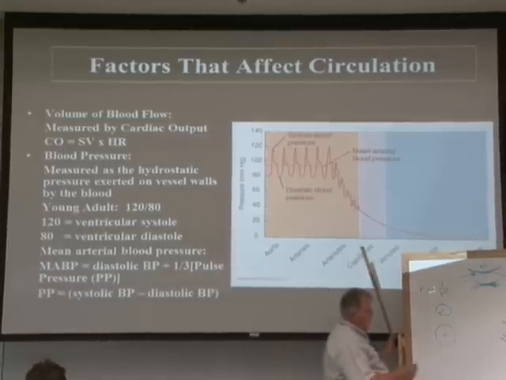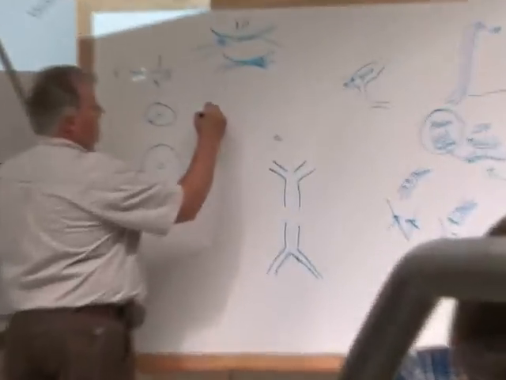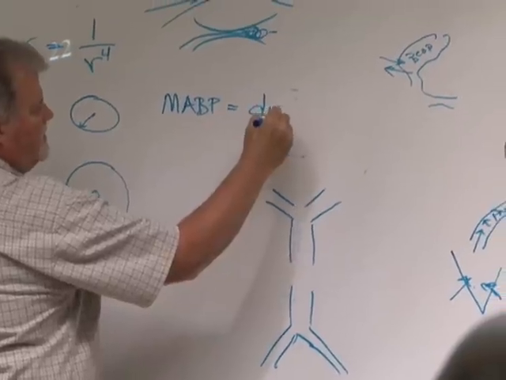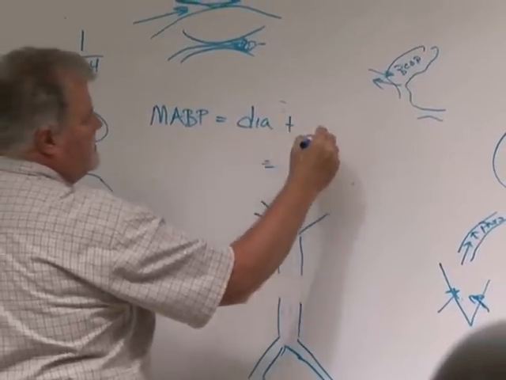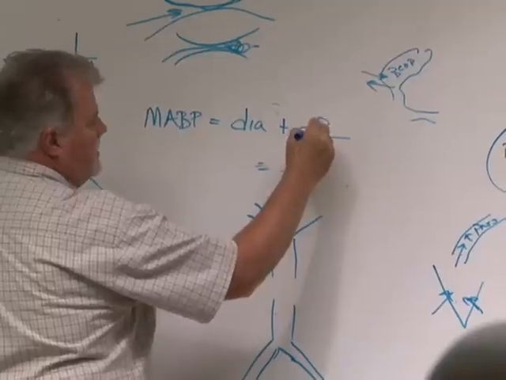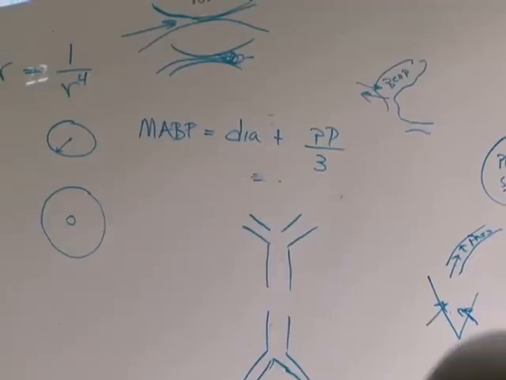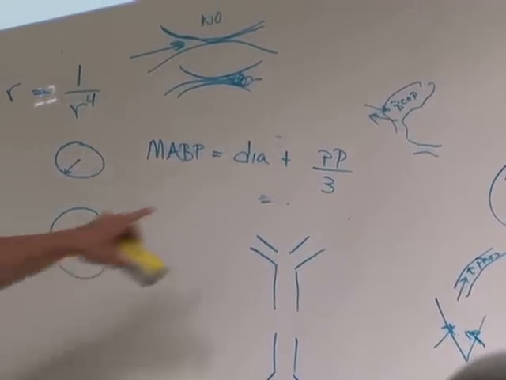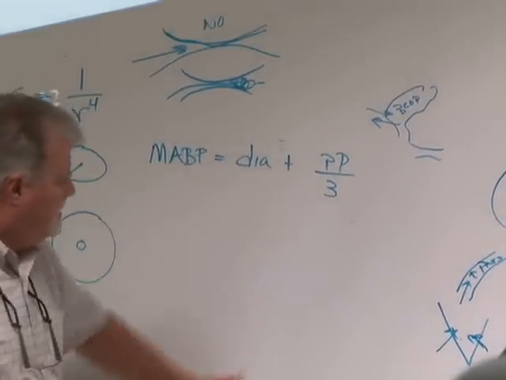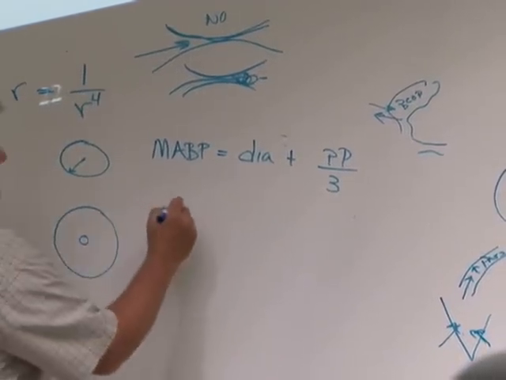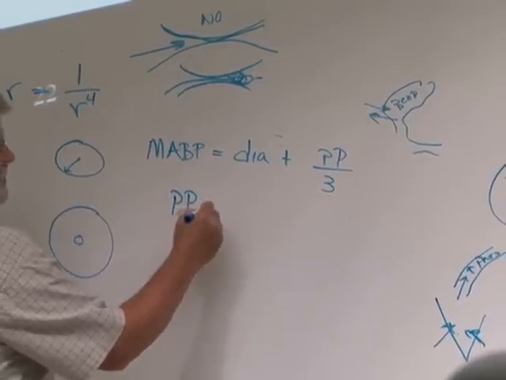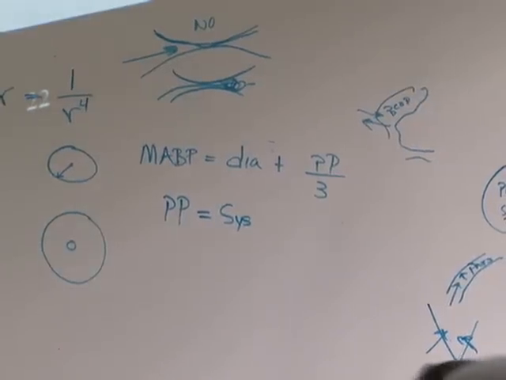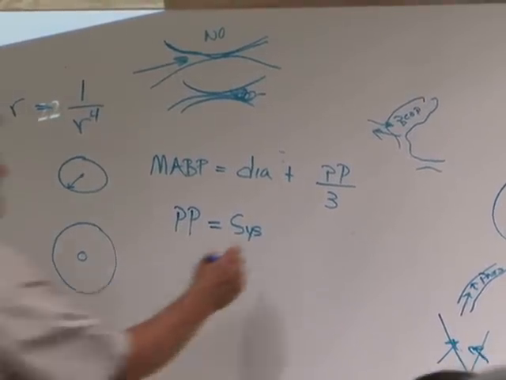The other way you could write that is, to find mean arterial blood pressure, you'd use diastolic pressure plus 3/3 pulse pressure. The only other thing you need to be able to calculate is pulse pressure. Pulse pressure is the difference between systolic pressure and diastolic pressure, so it's systolic blood pressure minus diastolic.